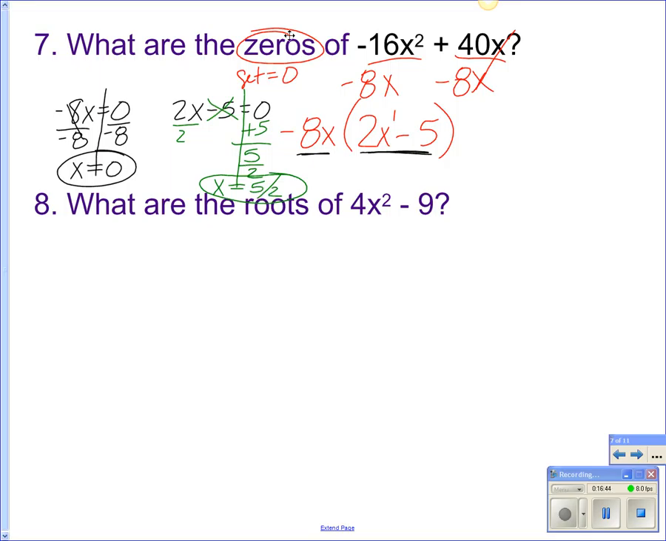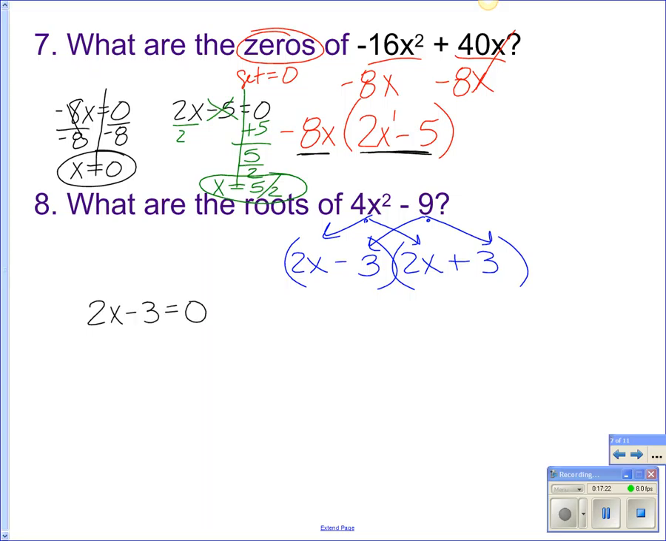All right. Tell me about this one. 4x squared minus 9. Good. Why do you go straight to parentheses? Good. There's nothing in common. All right. So this one has two parts, so I split it. How does 4 split? Okay. 2x and 2x. 3 and 3. And my signs are different. All right. What's the last thing I have to do on this problem? All right. So 2x minus 3 equals 0. And 2x plus 3 equals 0.